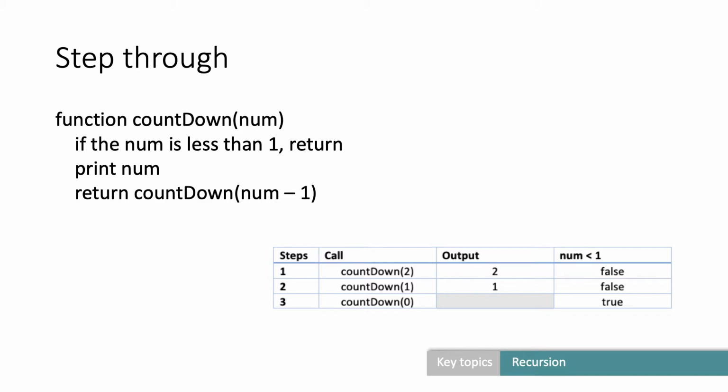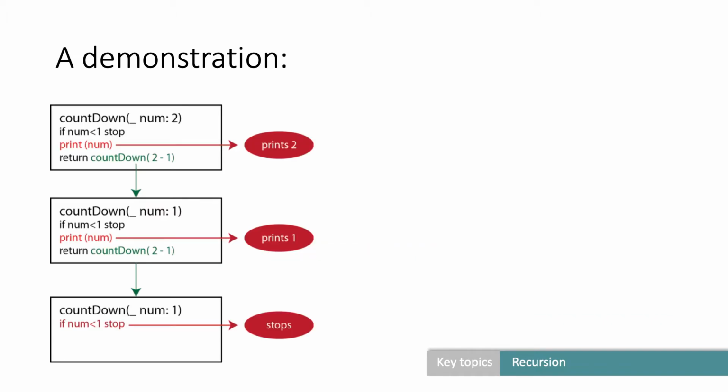And here's another explanation of that using 2. So if you feed in 2 to countdown, it will print out that value and then run countdown 1. And then it will use 0, feed it in again, but then it will stop. And that's the base case. That if the num is less than 1, return. That's the base case of the algorithm.